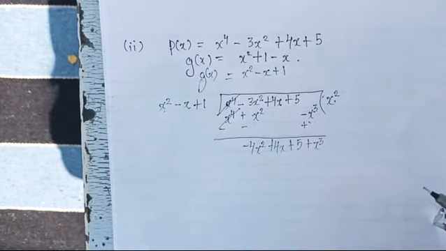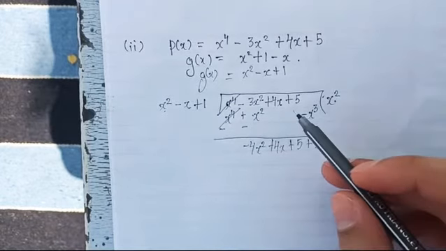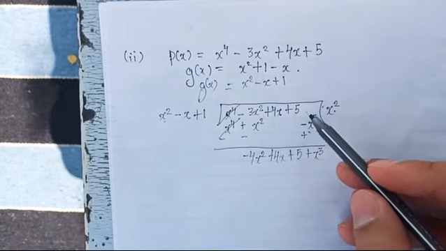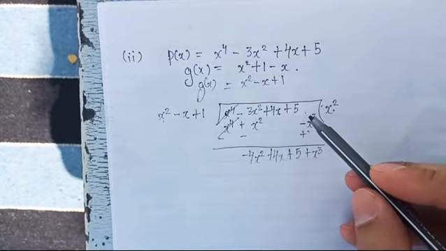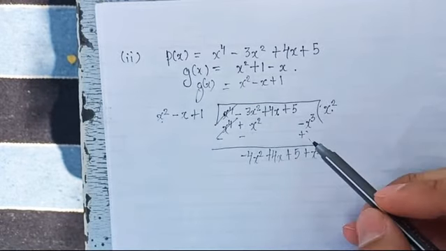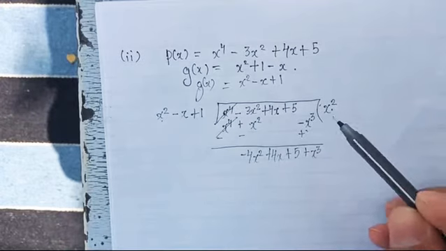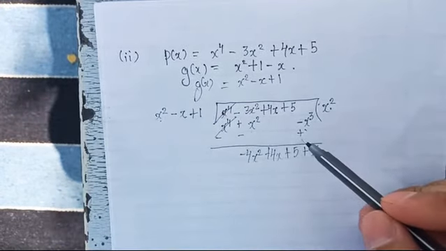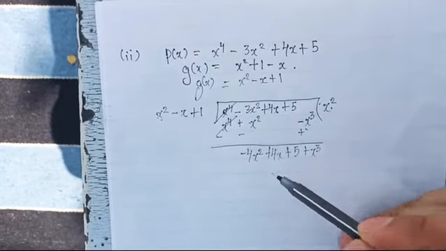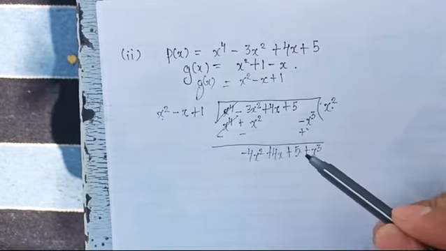Okay, because there is no x cube term in the divisor, it is given in the... but when we divide them, we get x cube here. Okay, so its sign is changed, it is positive now. Okay, again we are dividing this.